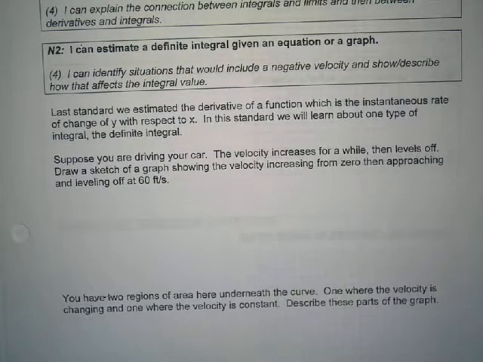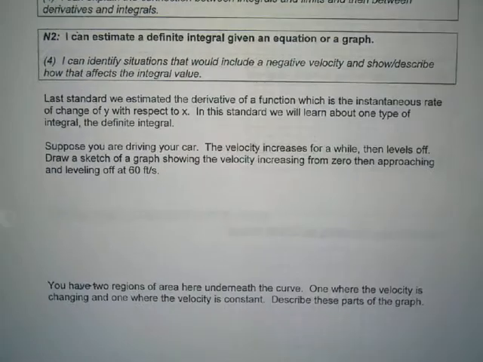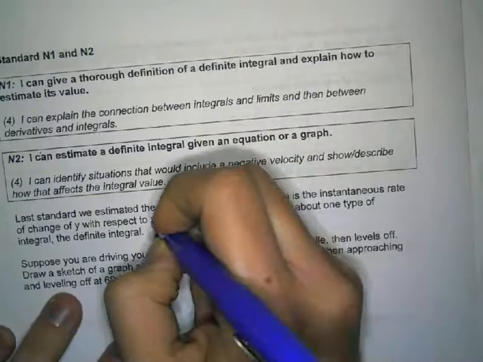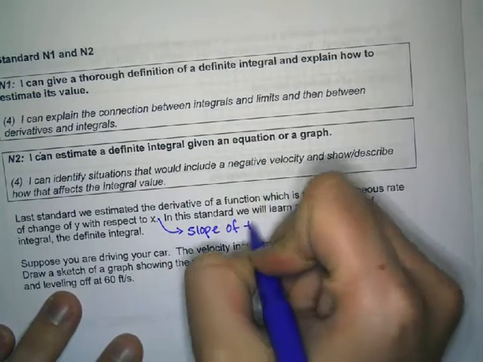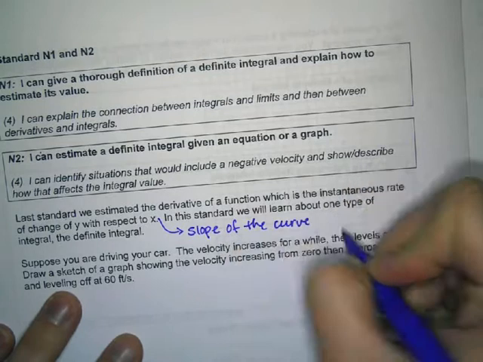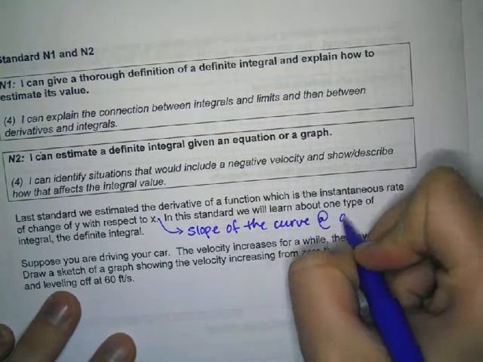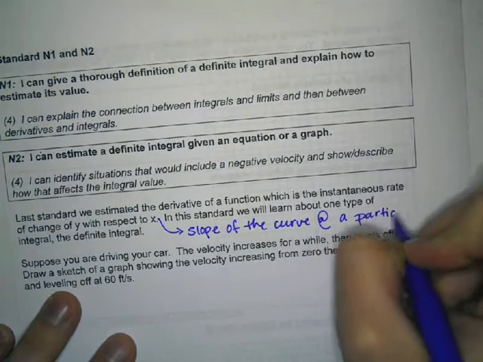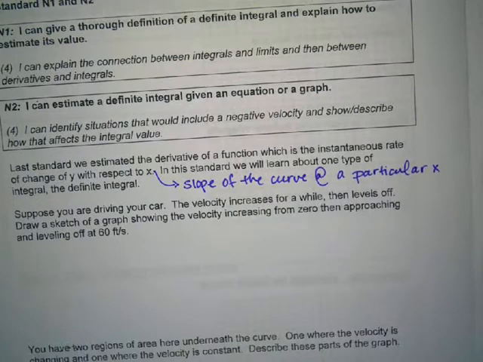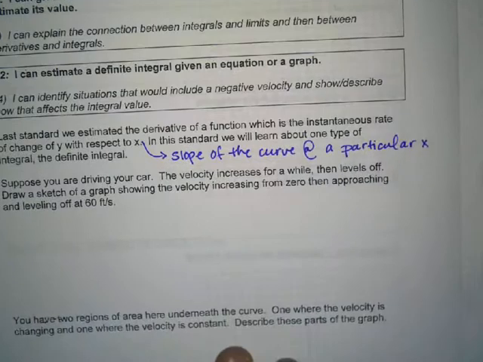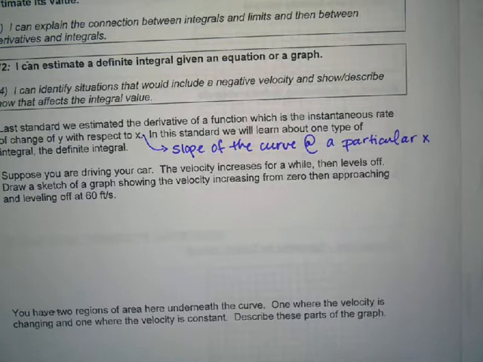Alright, so last standard we estimated the derivative of a function, which is the instantaneous rate of change of y with respect to x. The other way that you can think about this is that it's the slope of the curve at a particular x. Because when you talk about rate of change of y with respect to x, remember that with respect to tells you what's your dependent and what's your independent. So y is dependent on x.